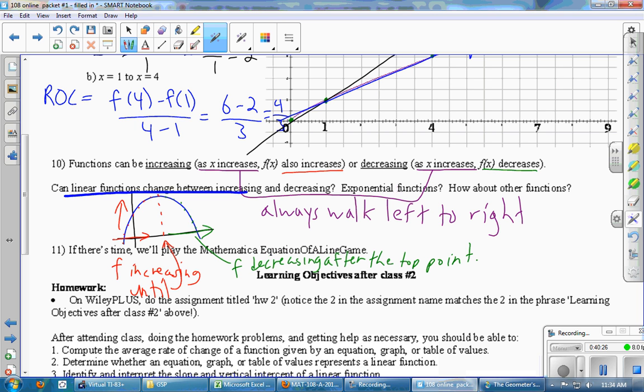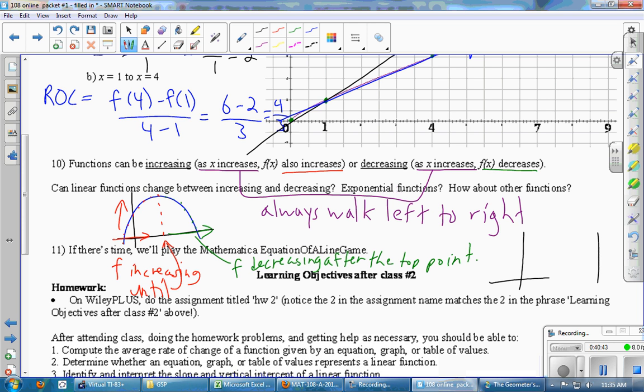Can linear functions change between increasing and decreasing? The answer is no. If it's going up at one point, it's going up everywhere. What about exponential functions? Well, we haven't looked at graphs of exponential functions, and we will in a coming class. But I'll just draw a real quick sketch of the two different kinds of exponential functions. There are exponential growth functions that look like this, and exponential decay functions that look like that. And so you might think about, what are those functions doing? Are they increasing? Are they decreasing? Are they changing? Is it one of each? And try to answer the question, can exponential functions change between increasing and decreasing?